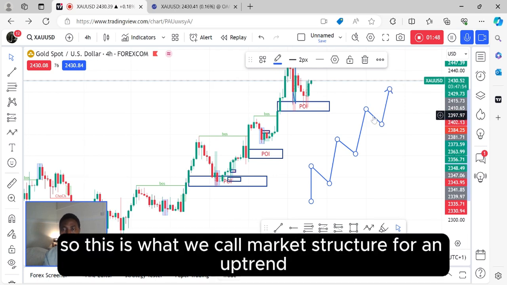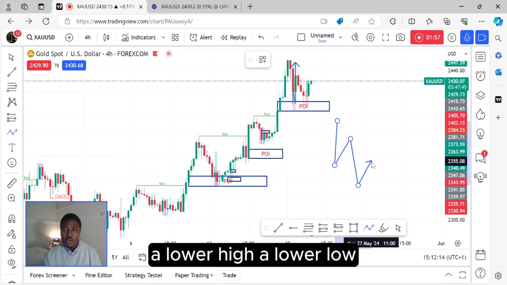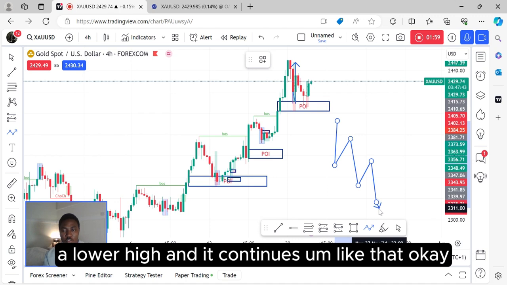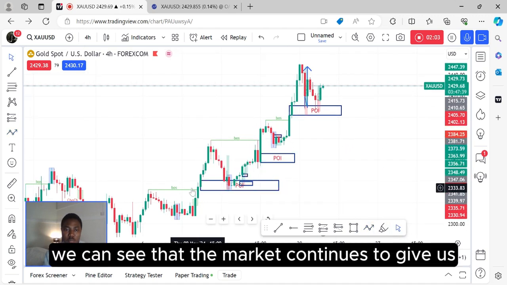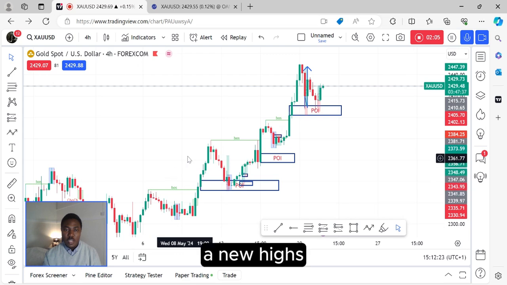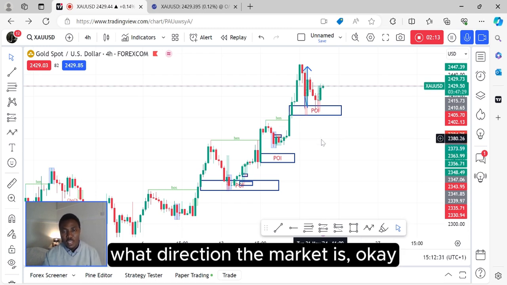Okay, so this is what we call market structure for an uptrend, and market structure for a downtrend is we continue to see a lower low, a lower high, a lower low, a lower high, and it continues like that. Okay, so clearly we can see that the market continues to give us new highs. So this is just a basic principle for you to spot what direction the market is.